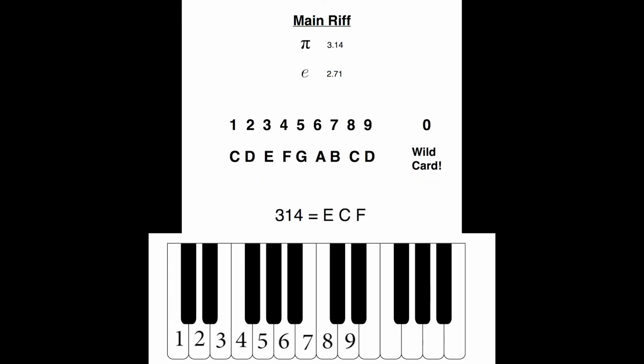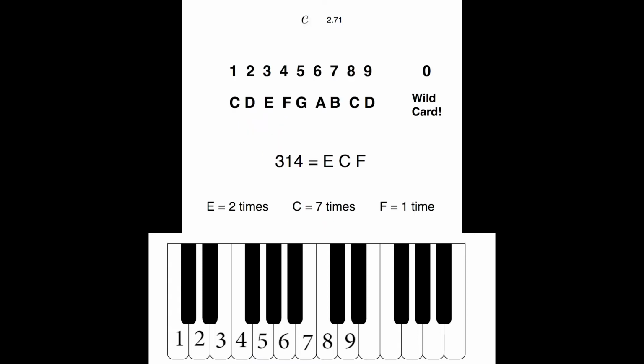So we have 3, 1, 4. That's going to be E, C, F. Those are the pitches of the riff. Now for e, Euler's number, I used that to determine how many times I would play each note of pi. So the first note, the 3 or the E, I'd play 2 times. The second note, the C or the 1, I play 7 times. And the F or the 4, I play 1 time. So that's 2, 7, 1, which is Euler's number.